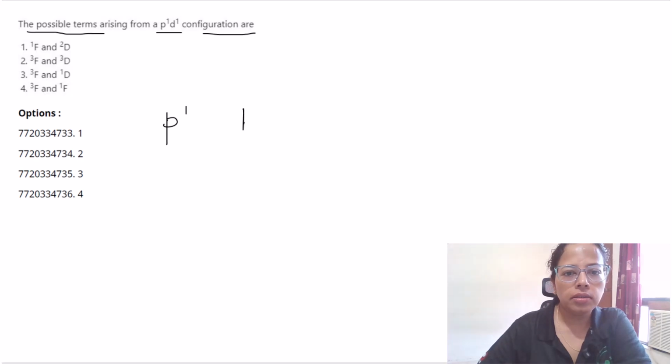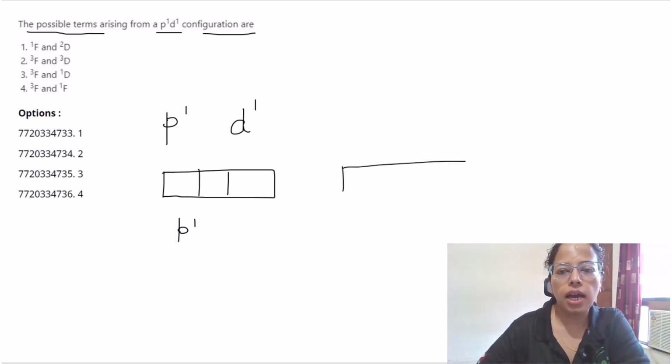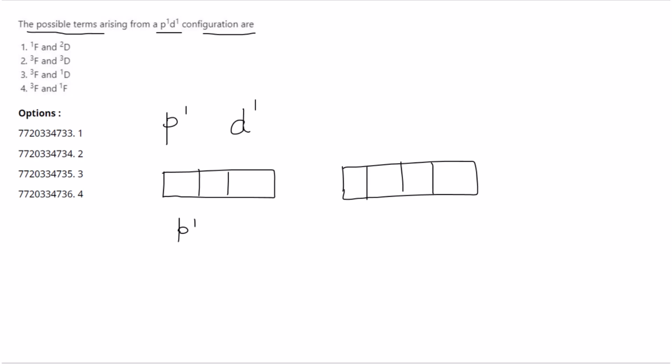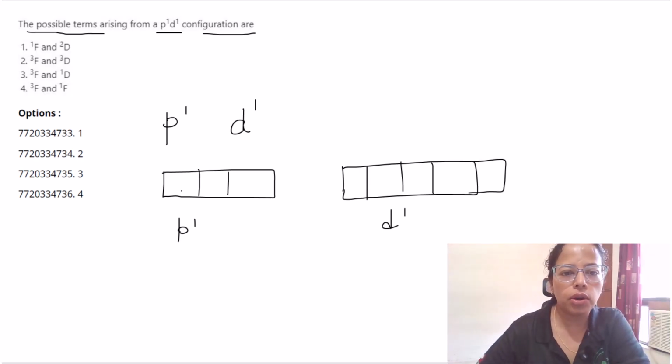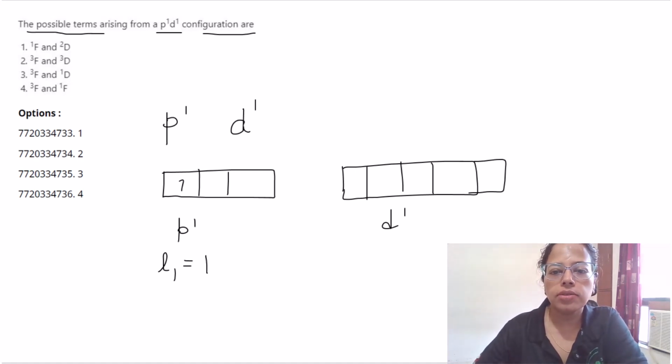We have to understand that the term symbols that will result from this P1D1 configuration are a combination of these two electronic configurations. So first of all we have to write the P1 configuration and then consider the D1 configuration. Both P and D contain one electron each. Now for P1, what should be the L value, that is the individual orbital angular momentum or azimuthal quantum number? Let us suppose for P1 it is L1; since it's a P orbital, the L value is 1. Similarly, D also contains one electron.